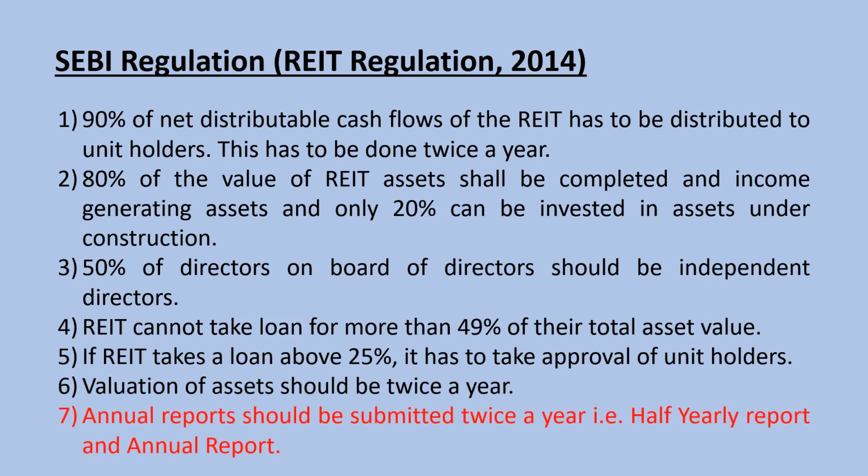Annual report should be submitted twice a year, that is half yearly report and annual report. Now generally the listed companies submit annual report, that is once a year, and that is why it is called annual. However, in case of REIT, it has to submit 2 reports. One is a half yearly report up to September and one is an annual report up to March.